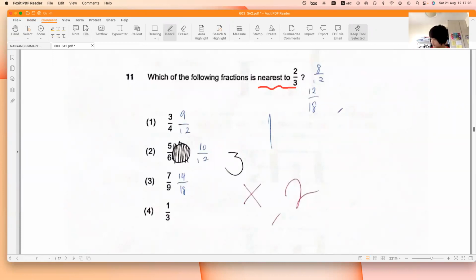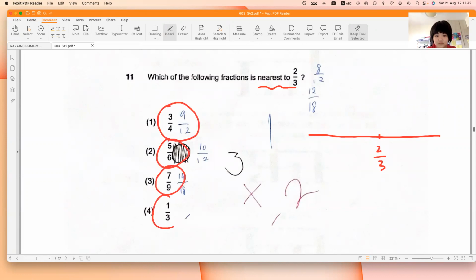Basically, what you need to look at is, if you draw the number line, let's say your 2/3 is here. You have to find out all the fractions here. So let's input 3/4, 5/6, 7/9 and 1/3. There are two ways to do this. Number one, I'm going to show you the decimal way.